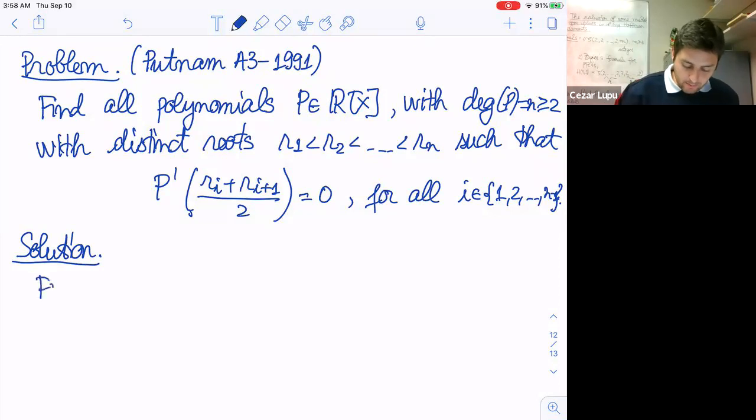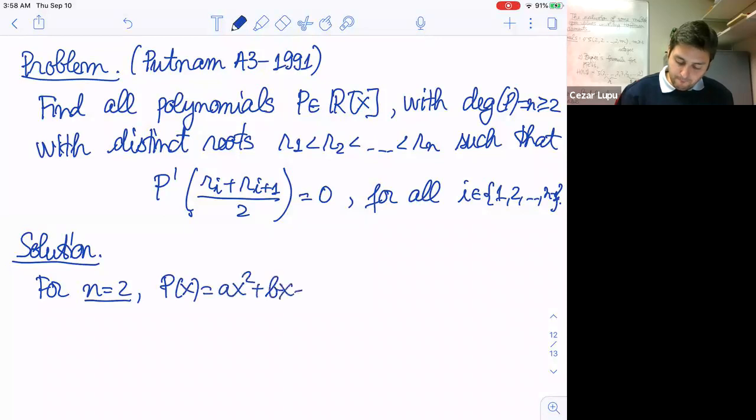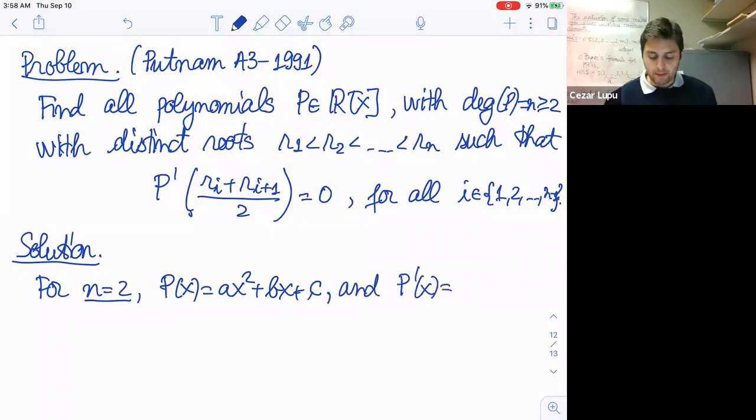For n equals 2, we have that p of x is ax squared plus bx plus c. This is the quadratic polynomial. And the derivative is quite clear, it is 2ax plus b, right? That's the derivative.